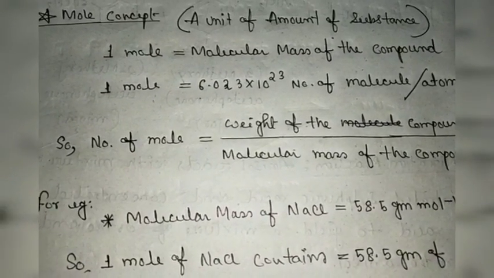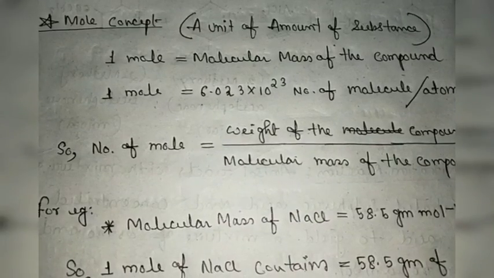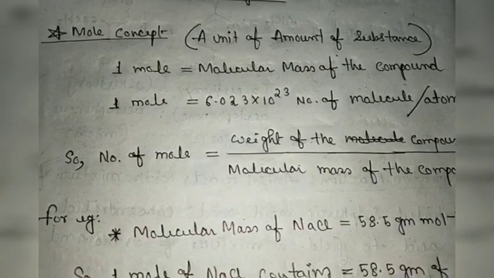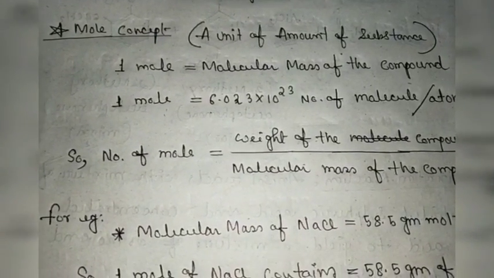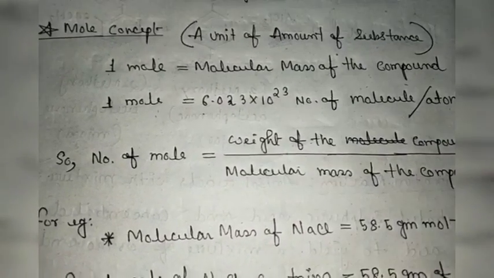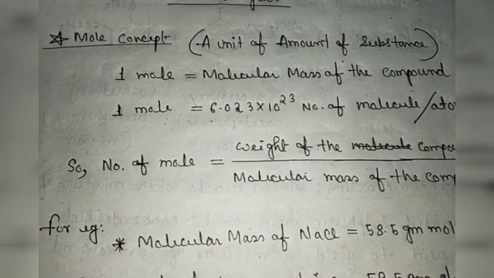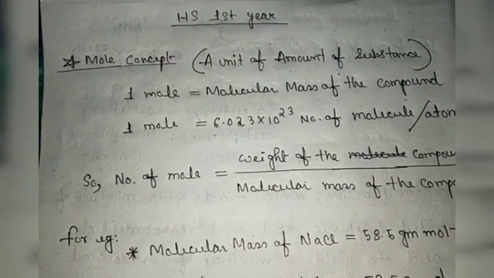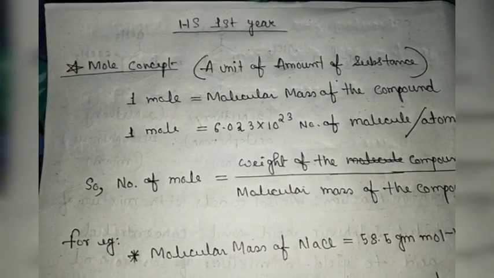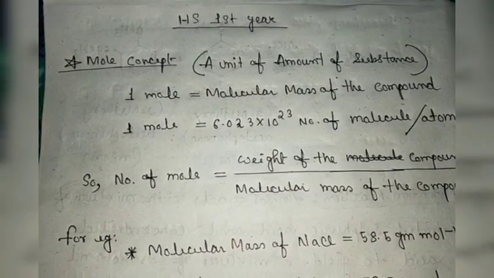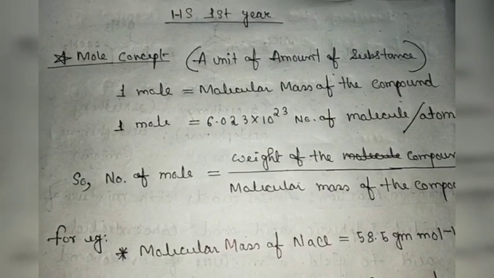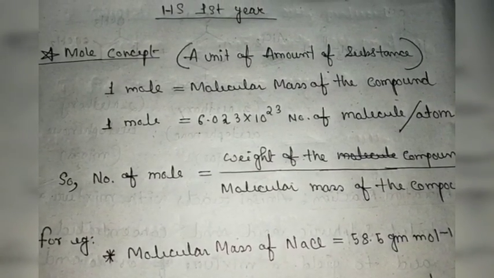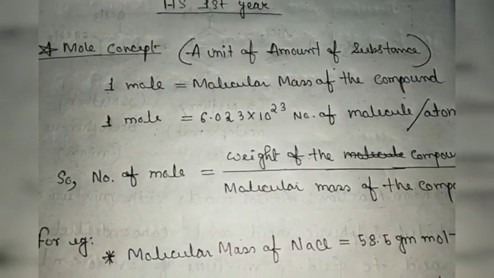That means 1 mole of a certain molecule, suppose for hydrogen, 1 mole of hydrogen molecule, that means 2 grams of hydrogen molecule. So 2 grams of hydrogen molecule contains 6.023 into 10 to the power 23 number of hydrogen molecules. Similarly for oxygen, 32 gram of oxygen, that means 1 mole of oxygen, contains 6.023 into 10 to the power 23 number of molecules.